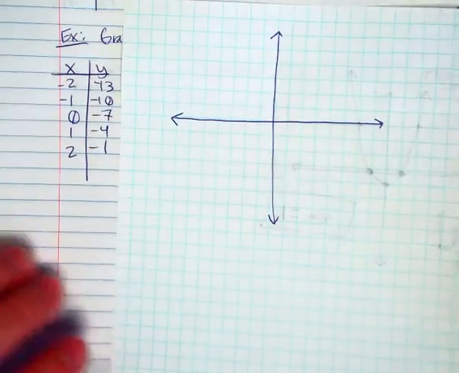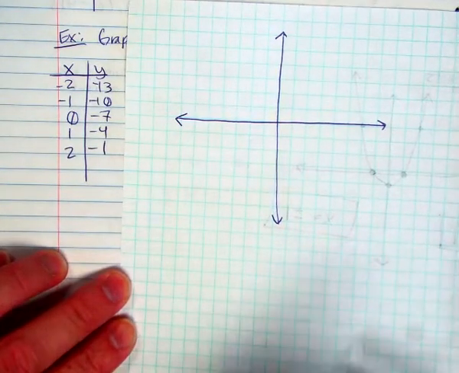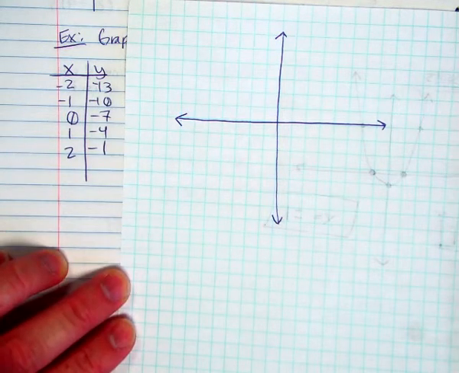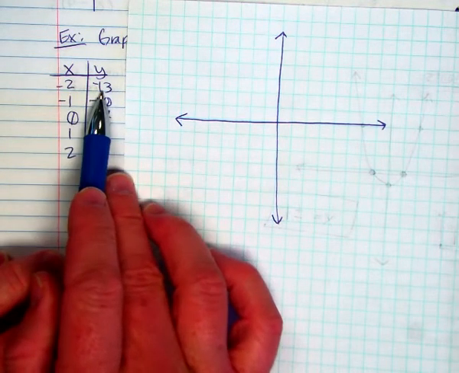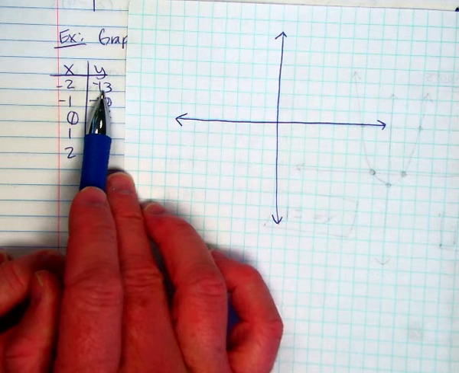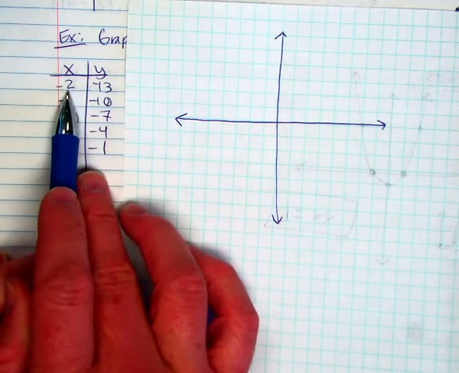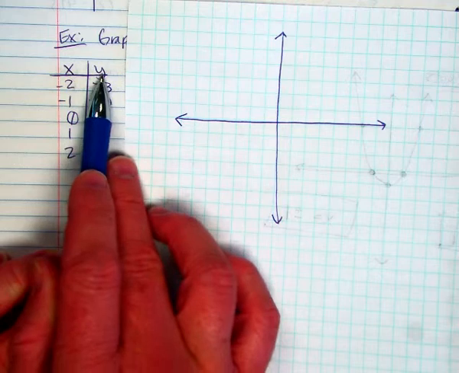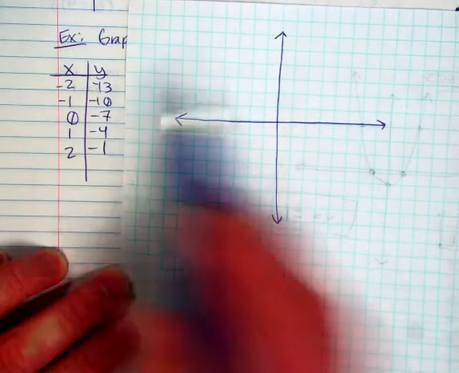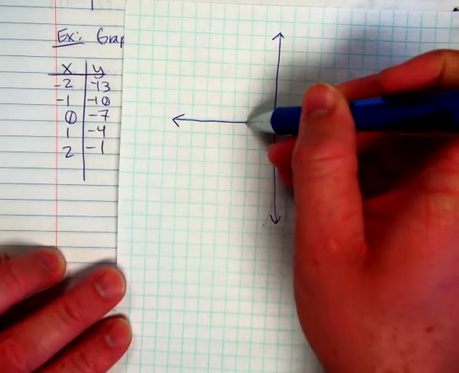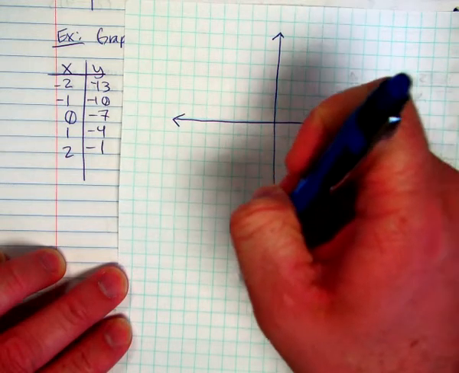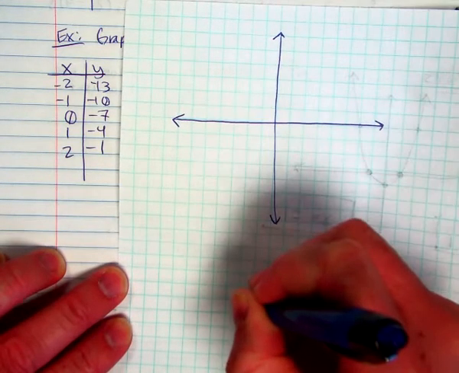So I'm going to take a look at the numbers that are in my chart. Each pair of numbers is a point. Negative 2, negative 13. That means that on the x-axis, I'll go over left, because it's negative, to negative 2, and then on the y-axis, down 13. So I'm going to go left 1, 2, and down 1, 2, 3, 4, 5, 6, 7, 8, 9, 10, 11, 12, 13.